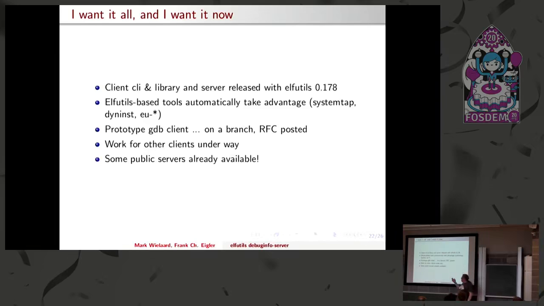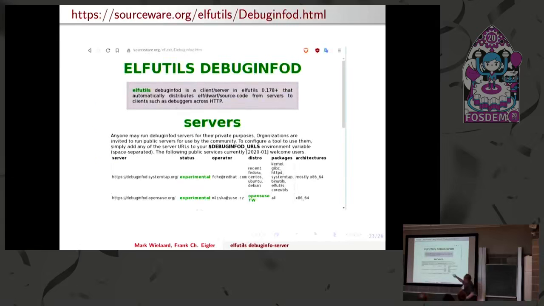There are several clients underway. I have a little list, and there are already some public servers if you want to try it out. Right, so this is actually already too old because this slide was made before the weekend. But there are two experimental servers now. One for SystemTap that Frank is running, and one for SUSE.